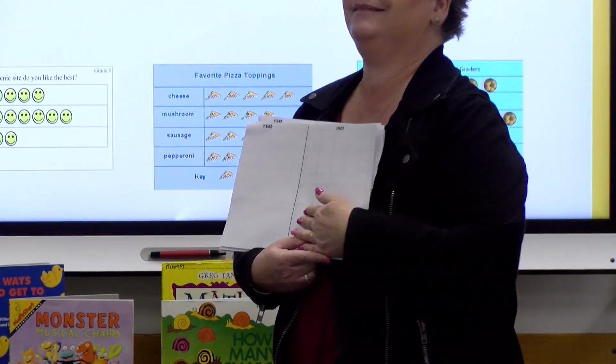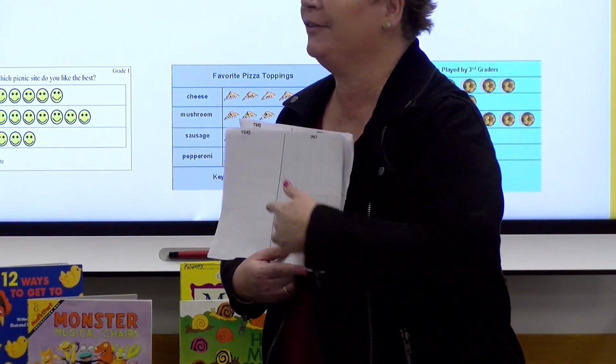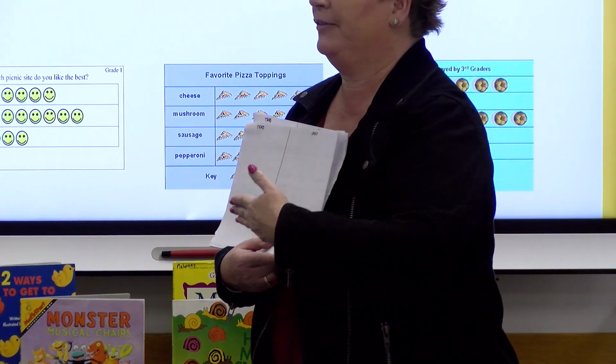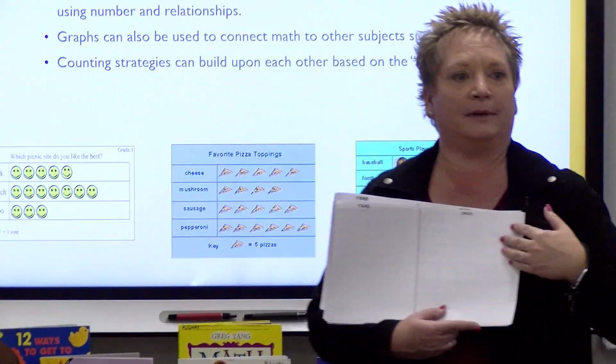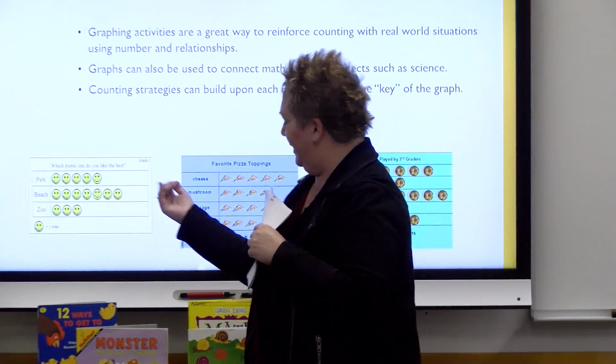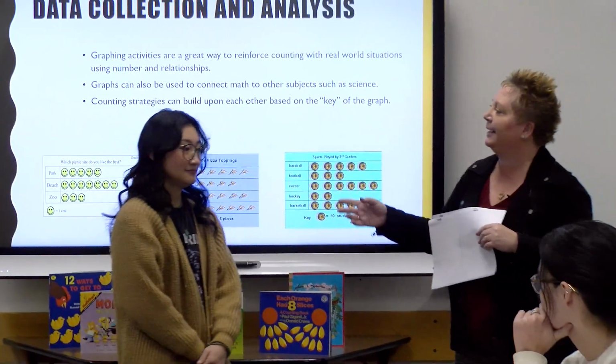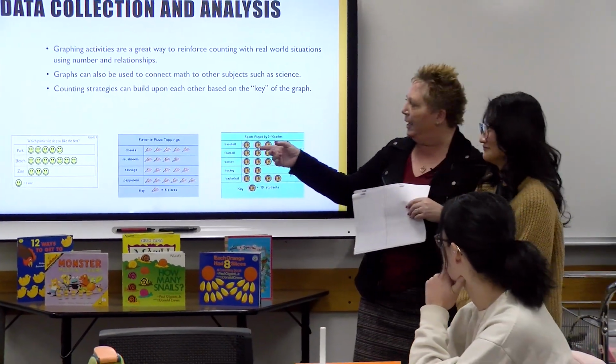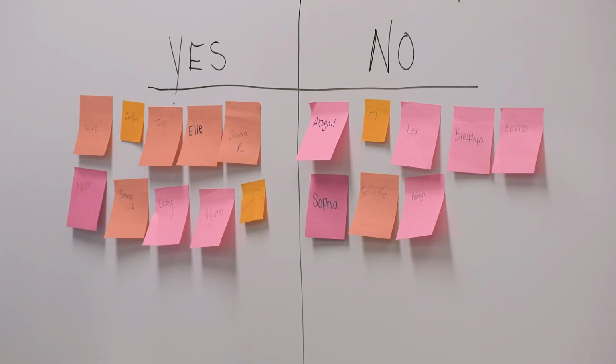Yes, Lillian? Yes, there's 5 in the top row. So how many are on the bottom row? 5, right? So if we look at this, come over here for just a second. How many no's are on the top? 5, right? Because that's full, okay?